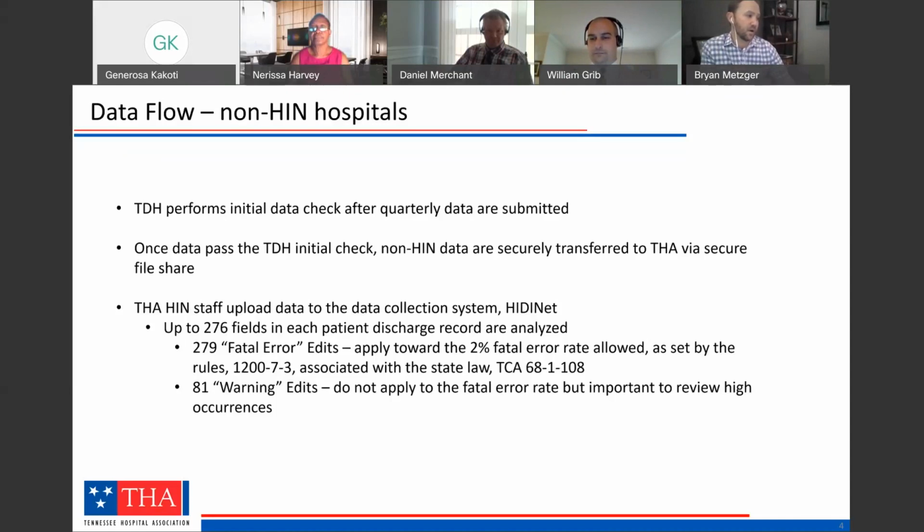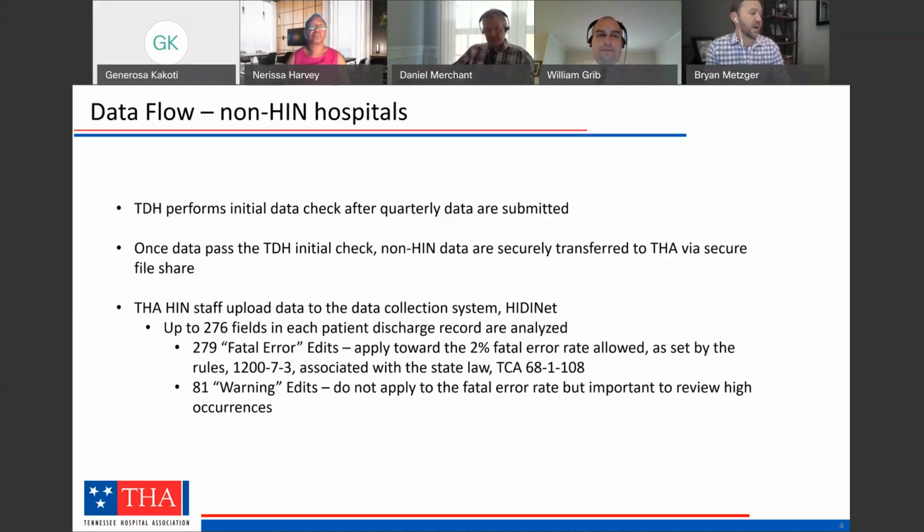And the state law and the rules associated with that require that hospitals that are submitting this inpatient and outpatient data have a less than 2% fatal error rate. And so the system is not only flagging those, but also keeps up with, if there were a total of 1,000 records submitted, it ensures that no more than 2% of those records have a fatal error associated with them.